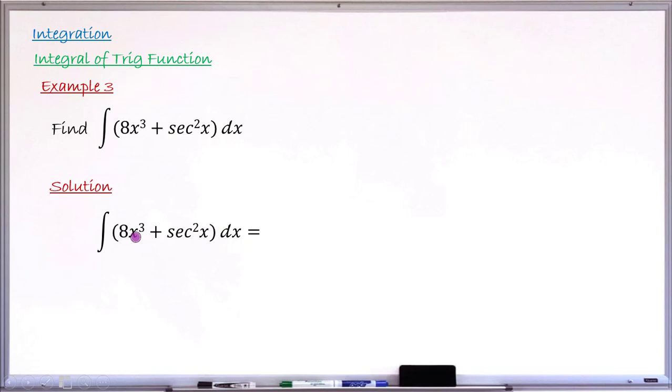Here also, if I check, I can see 2 terms. So applying the property which says integrate term by term, if you have a function that has more than 1 term. So this will now be the integral of 8x raised to the power of 3 dx plus the integral of x squared dx. So you now find this integral.